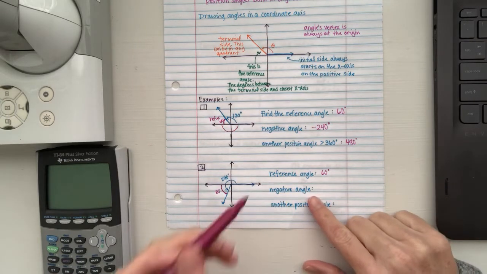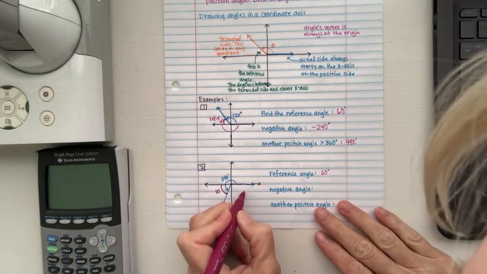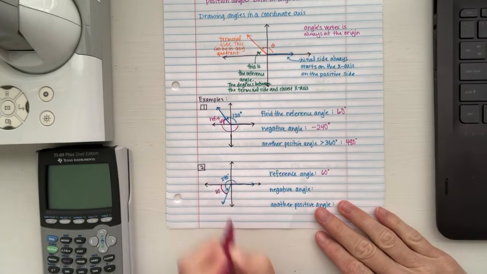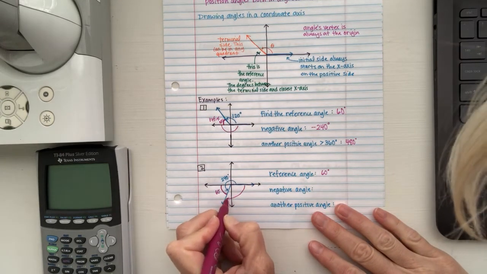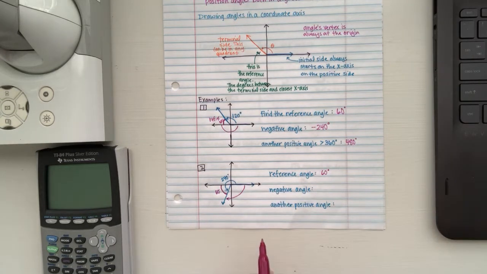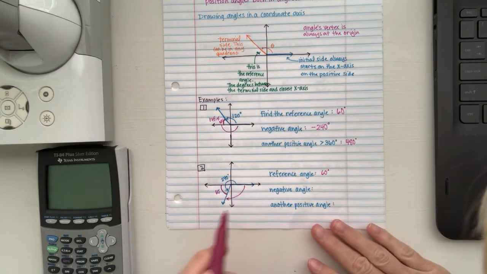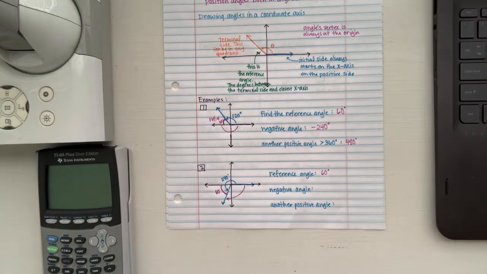Okay, a negative angle. How far would I have to go in the negative direction in order to get to this same terminal side? So you can look here, we want to go this direction, right, and land in the same spot. So we know that you could do this a few different ways.